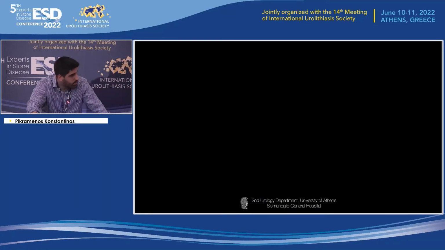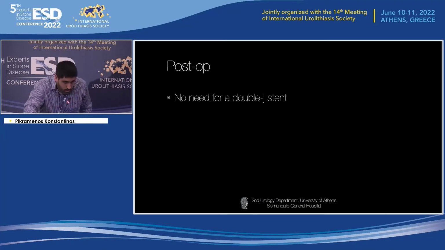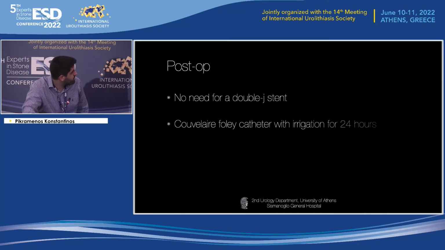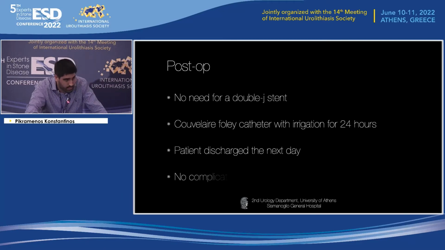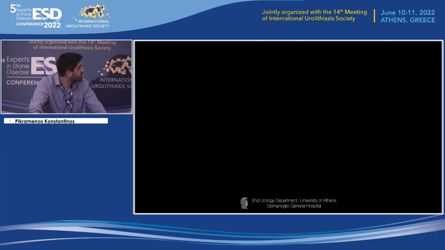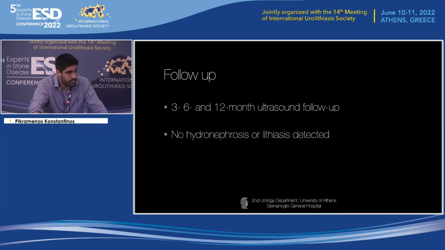So in post-op, there was no need for a double J placement. A Couvelaire Foley was placed with irrigation for 24 hours. There was a next day discharge of the patient, and there were no complications. On follow-up, there was a 3, 6, and 12-month ultrasound follow-up with no hydronephrosis or lithiasis relapse.